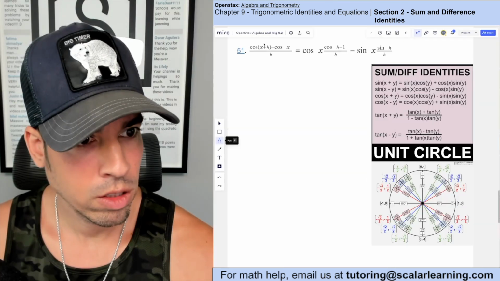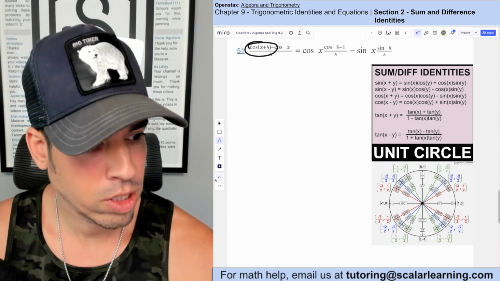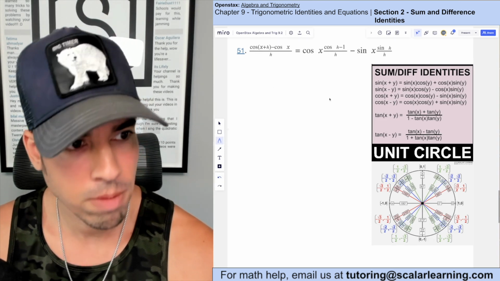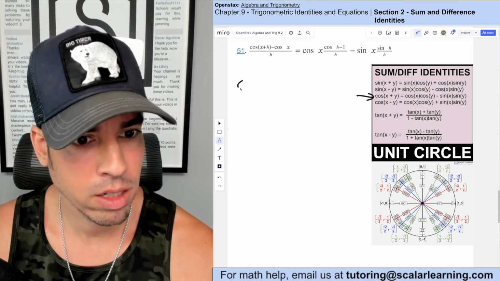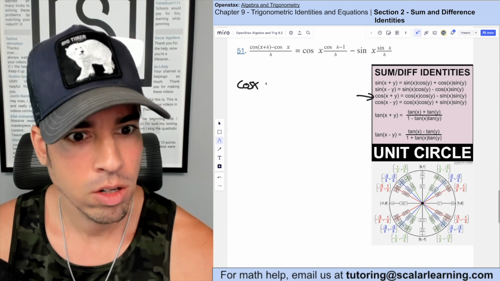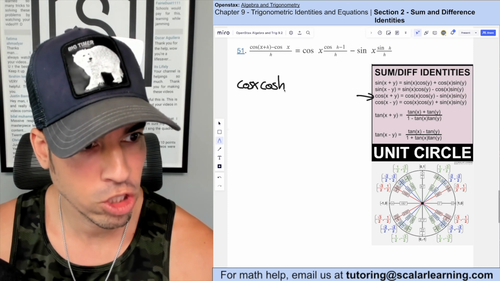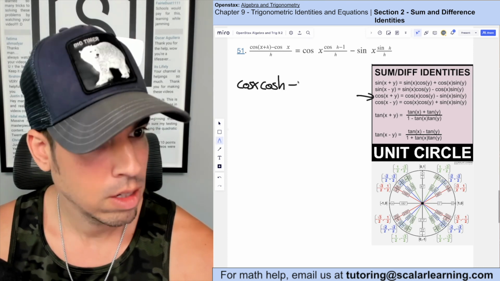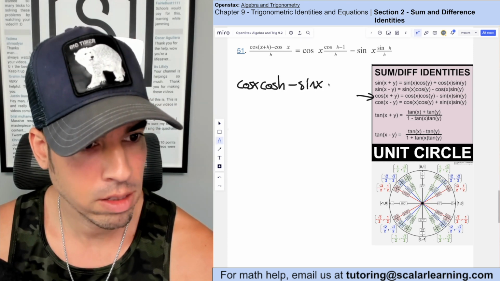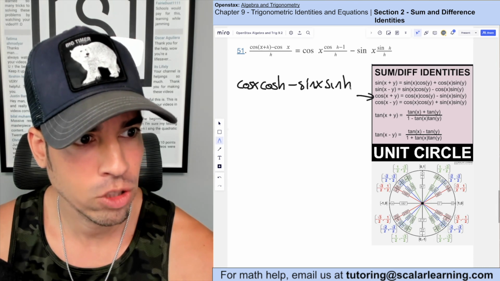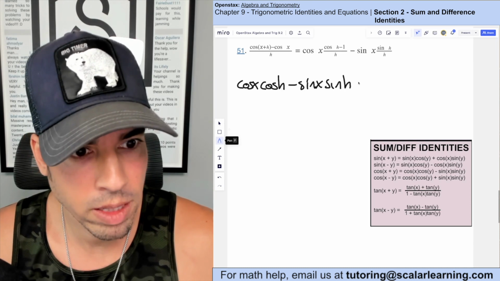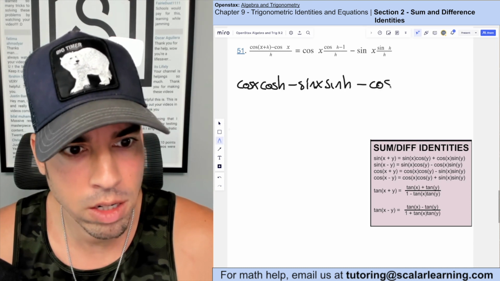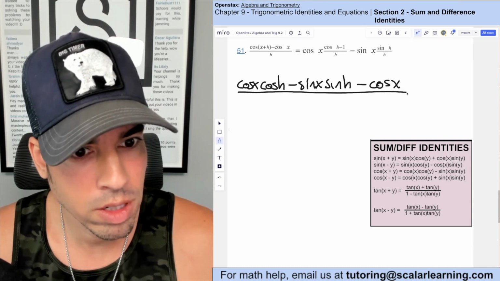So for this one, we're going to start with our cosine addition or sum identity, and that's right here. So we can rewrite that as cosine of x cosine of the second argument, which is h, minus sine of x sine of h. And I just got rid of the unit circle. We don't really need it here, so it's just so I can make more room. And then it's minus cosine of x. All of this is over h.